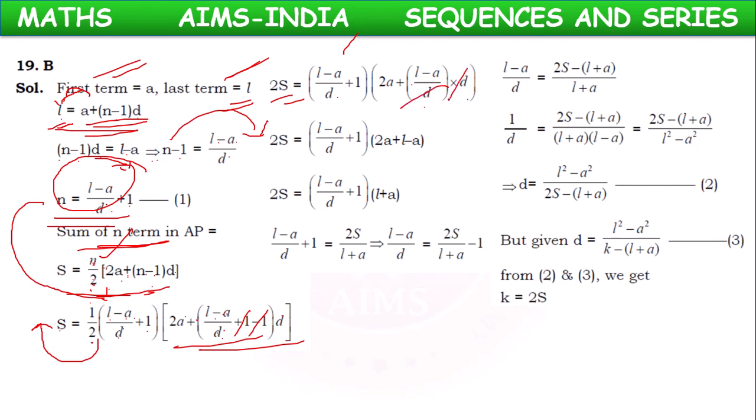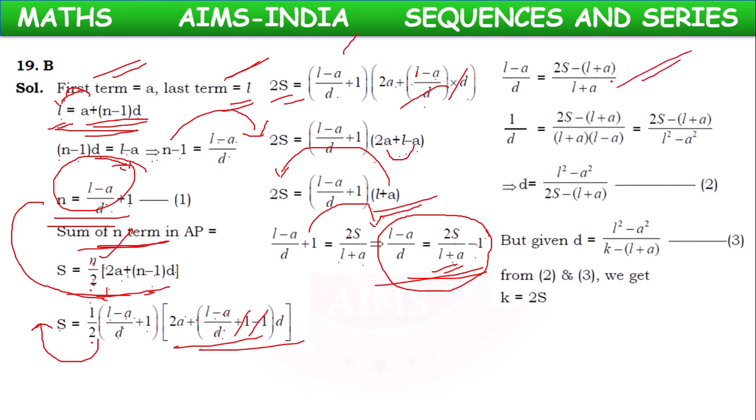d and d get cancelled, it will become 2a plus l minus a, that is 2a minus a equal to plus a, so it is equal to l plus a. Or this l plus a, if it goes towards the left hand side, it will become 2s by (l plus a). If this 1 comes towards the right hand side, it will become 2s by (l plus a) minus 1. In this, if we take the LCM, l plus a is the LCM, 2s minus (l plus a) by (l plus a). After taking LCM, we can write like this.